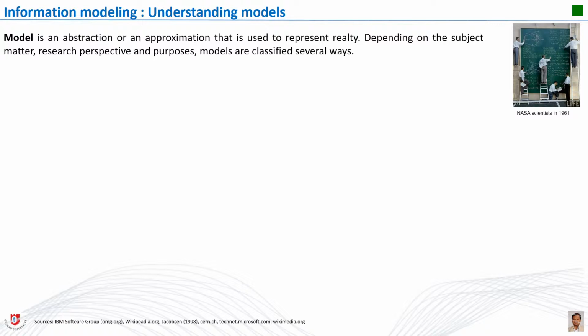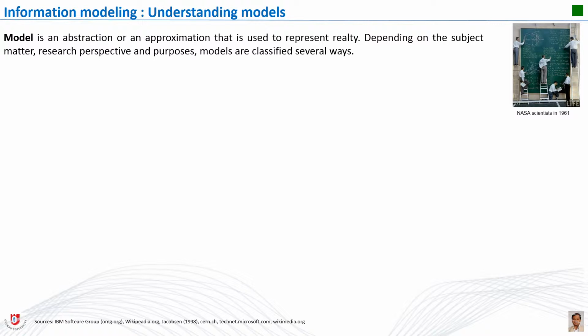Depending on the subject matter and research perspective, models are classified in several ways. There are defined types of models with relations and attributes. They are similar and have much in common. What is different is they have various purposes. In general, there are four basic types of models, namely physical models, narrative models, graphic models, and mathematical models.